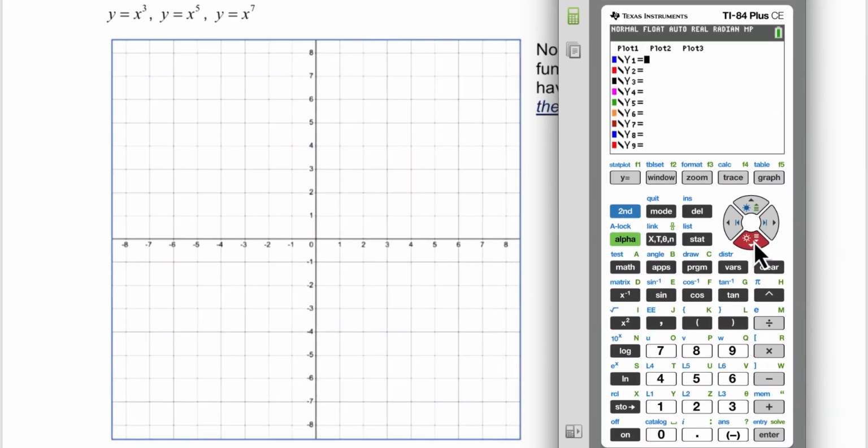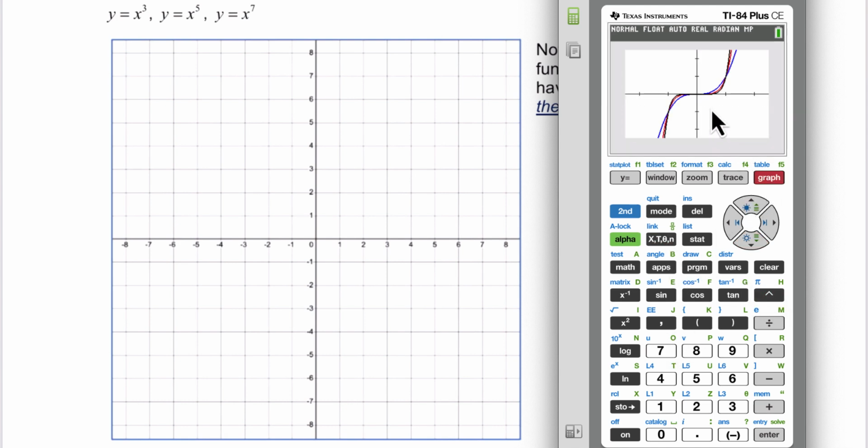This time we'll look at odd power functions. So we have x to the third, x to the fifth, and x to the seventh. So x cubed we're somewhat familiar with. We have (-2, -8), (-1, -1), (0, 0), (1, 1), and (2, 8). So we can get a rough sketch of x cubed.